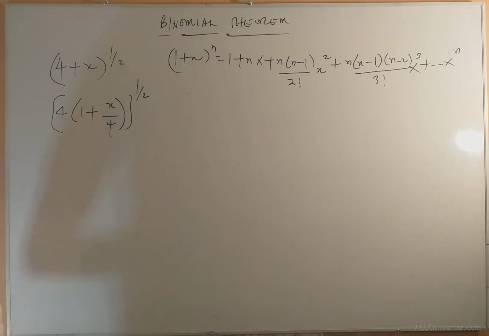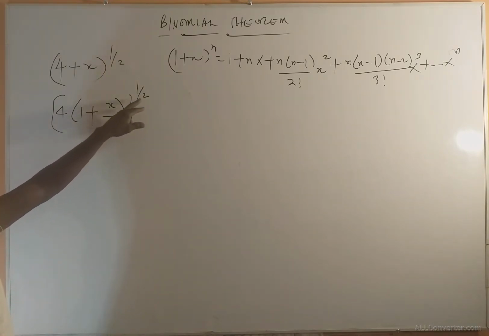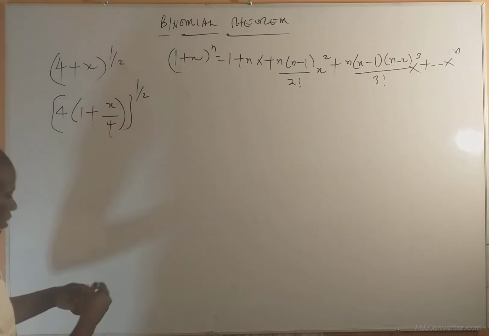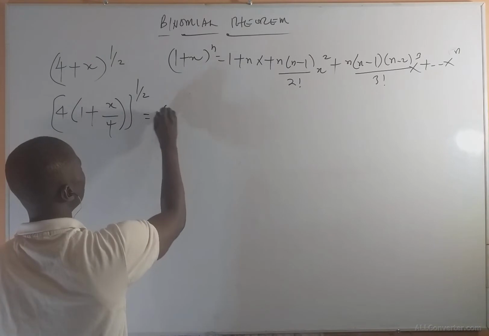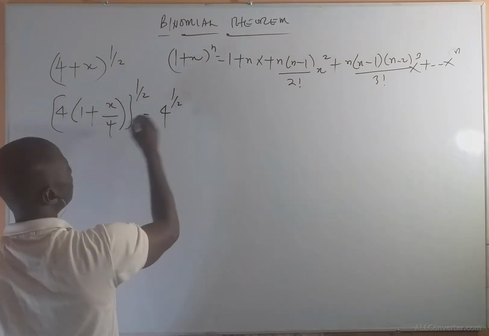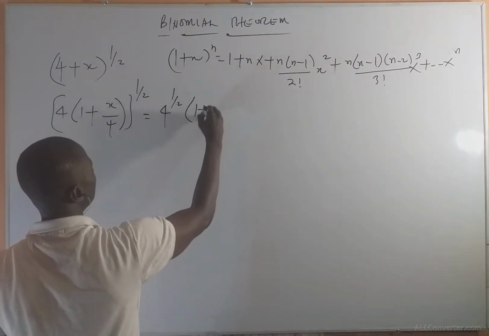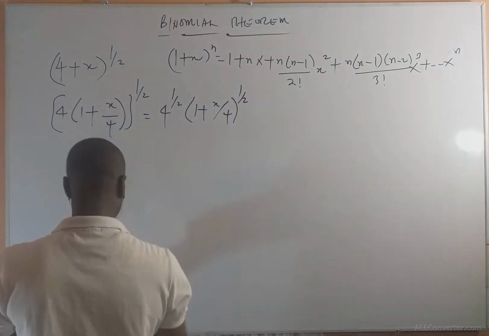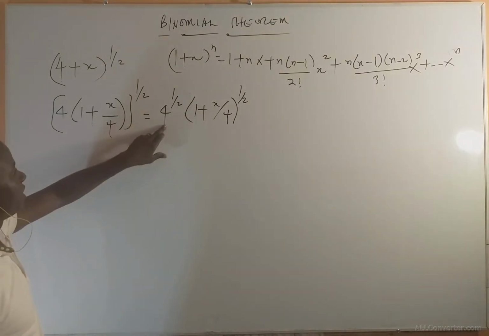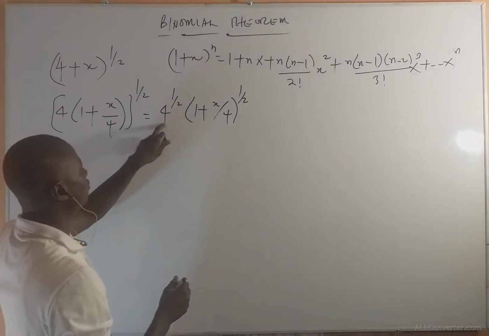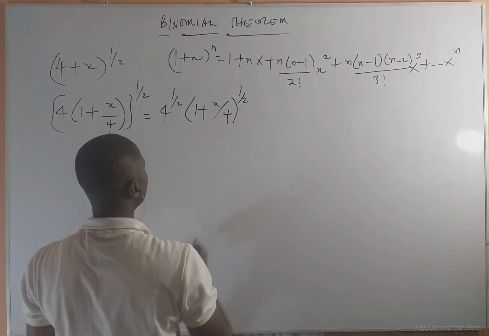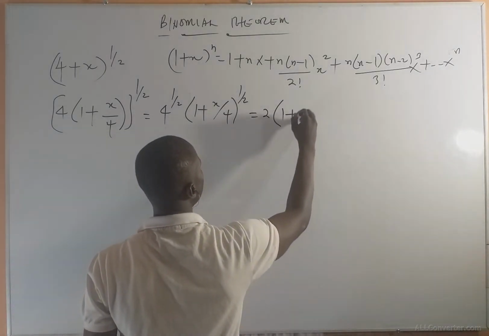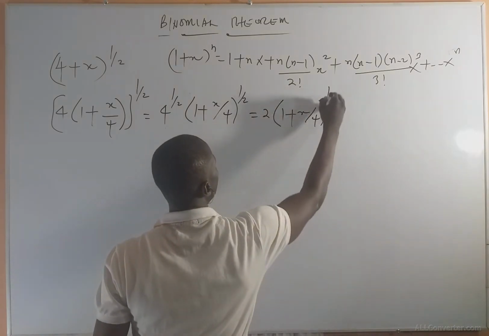Now according to the law of indices, the exponent is affecting these two terms, the 4 and the 1 + x/4 also in bracket. So this can be expressed as 4^(1/2), then the expression in the bracket, that is (1 + x/4)^(1/2). Now any number raised to the power half is the same as the square root of that number. That means that 4 raised to the power half is the square root of 4, that is 2. So this will be 2 into bracket, (1 + x/4)^(1/2).